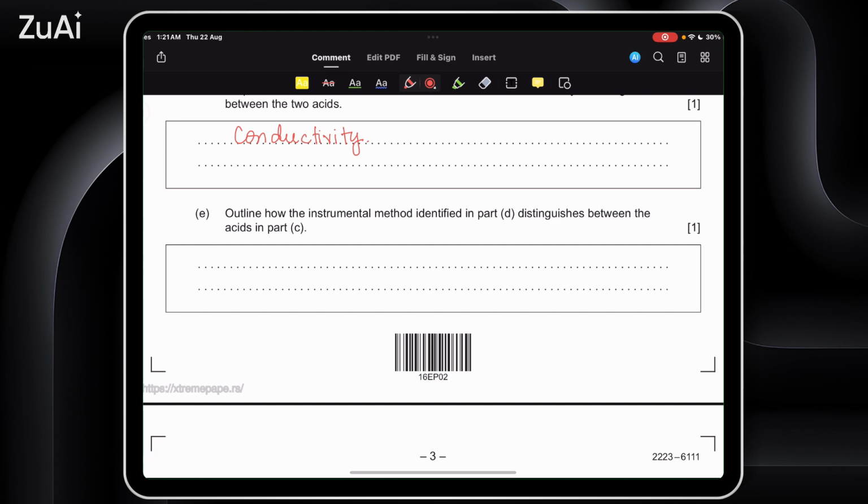Outline how the instrumental method identified in part D distinguishes between the acids in part C. So we can say that conductivity will be higher for HCl because HCl is a strong acid. That's why.